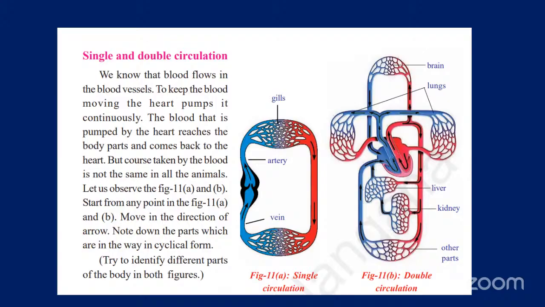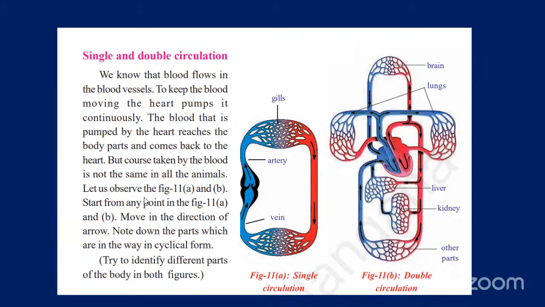కదా బ్లడ్ మనకి హార్ట్ ఏం చేస్తుంది, బ్లడ్ పంప్ చేస్తుంది. సో బాడీకి బ్లడ్ అందించి బాడీ పార్ట్స్ కి అందిస్తుంది, అండ్ అలాగే బాడీలో ఉన్న చెడు రక్తాన్ని కూడా తీసుకొని మళ్ళీ ఫిల్టర్ చేస్తుంది, రైట్. సో ఇలా పంప్ అవుతూనే ఉంటుంది, సర్క్యులేట్ అవుతుంది కంటిన్యూస్లీ. The blood that is pumped by the heart reaches the body parts and comes back to the heart. But force taken by the blood is not the same in all the animals.